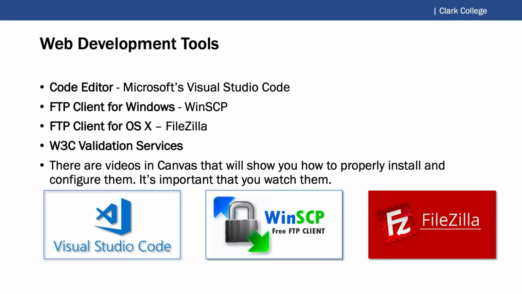You're going to be using all free tools, by the way. The code editor that we're going to use is called Microsoft's Visual Studio Code. It's a very popular code editor nowadays. FTP client for Windows, that's if you're using a Windows computer, we're going to be using something called WinSCP. And by the way, FTP stands for File Transfer Protocol.